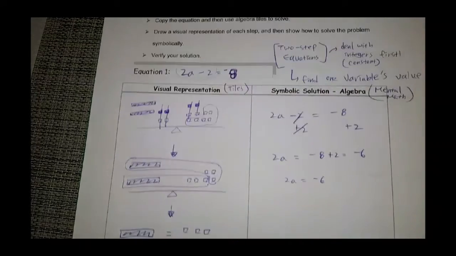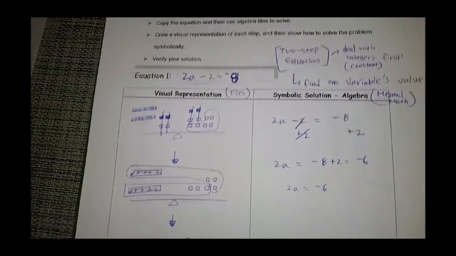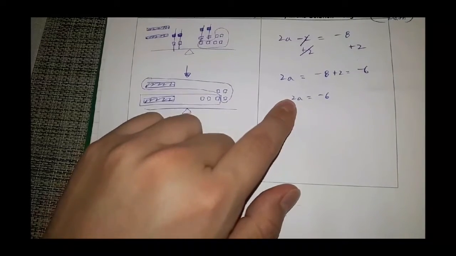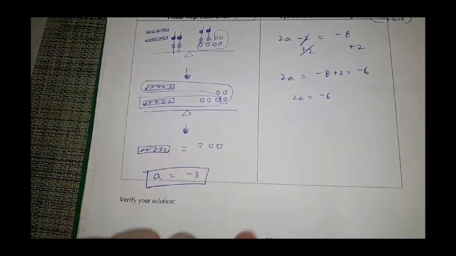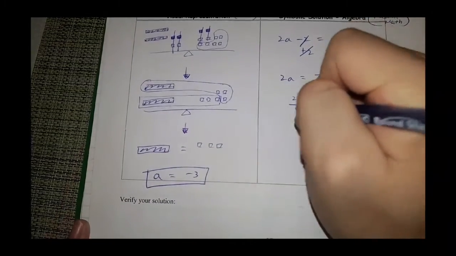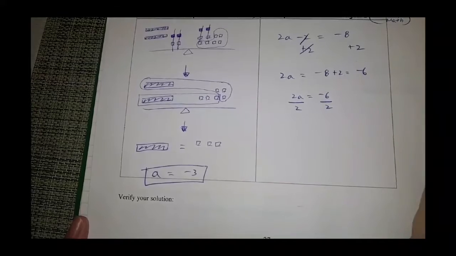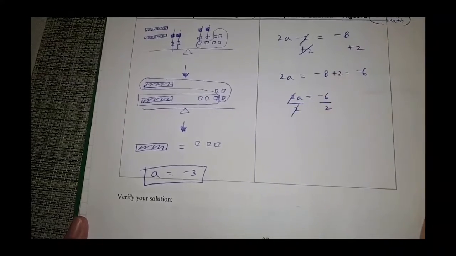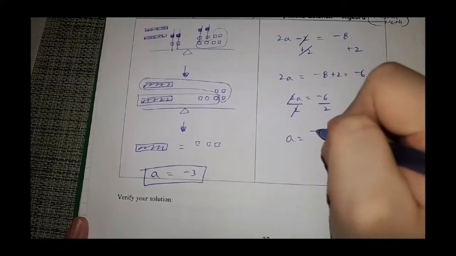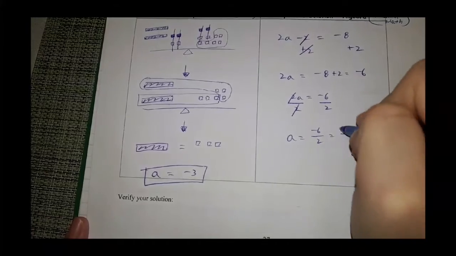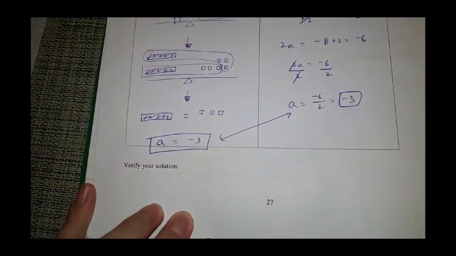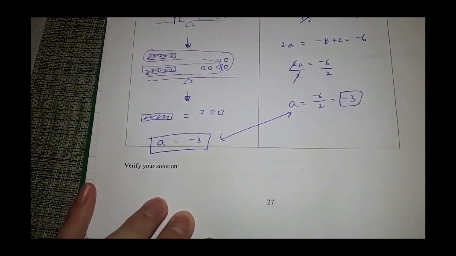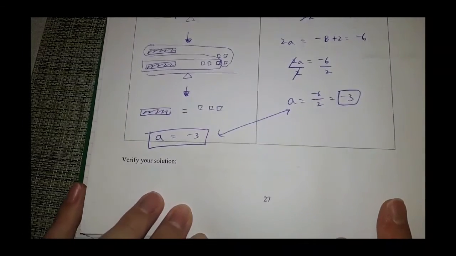Then we need to find one variable's value. So I've got to get rid of this 2. 2a is a fancy way of saying 2 times a. So the opposite of multiplication is division. So 2 over 2, they cancel out. So a is equal to negative 6 over 2, which is negative 3. And as you may notice, both the mental math method and my modeling method agree with each other.